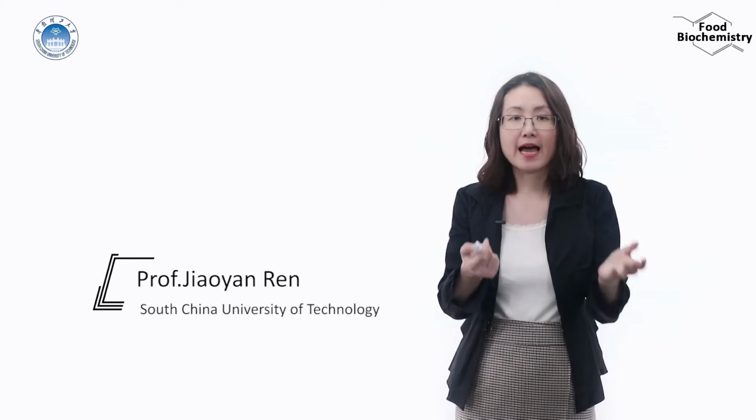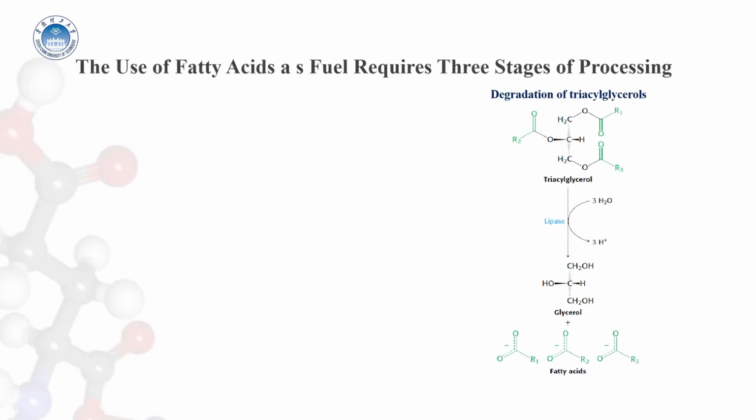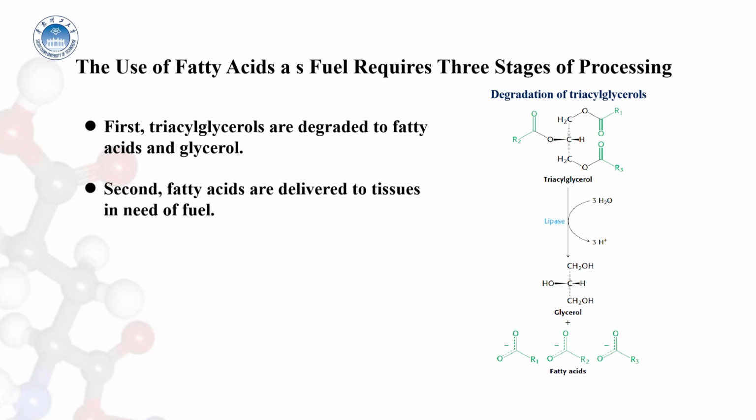Tissues throughout the body gain access to the lipid energy reserves stored in adipose tissue through 3 stages of processing. First, the lipids must be mobilized. In this process, triacylglycerols are degraded to fatty acids and glycerol, which are released from the adipose tissue and transported to the energy-requiring tissues. Second, at these tissues, the fatty acids must be activated and transported into mitochondria for degradation.